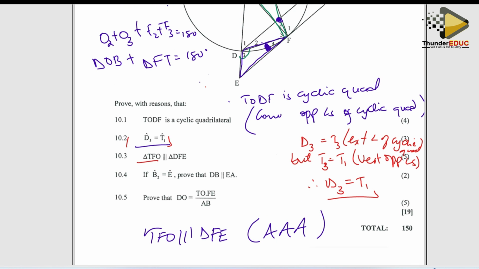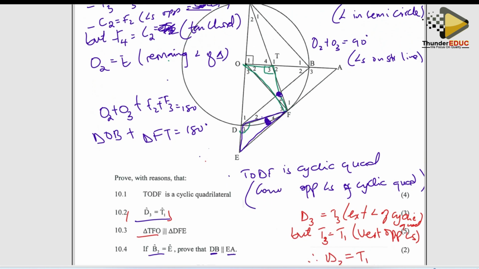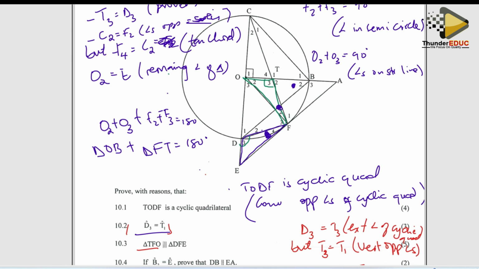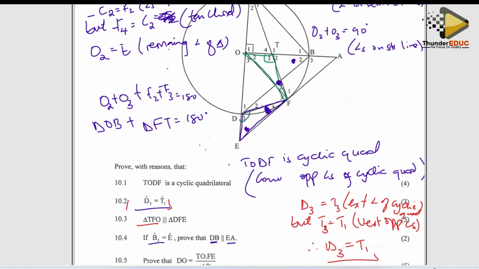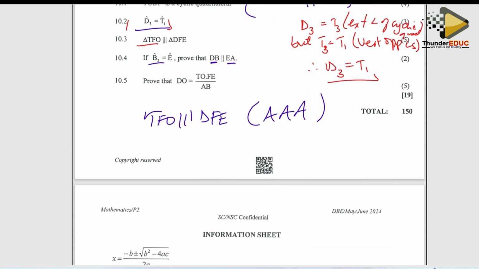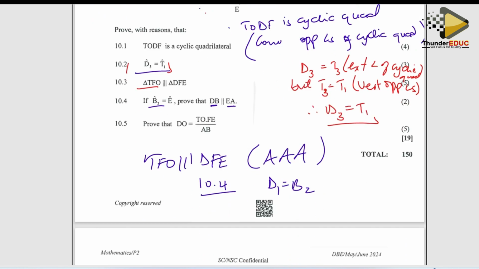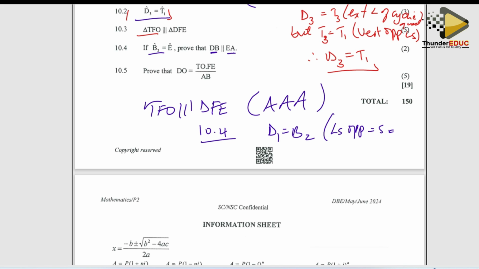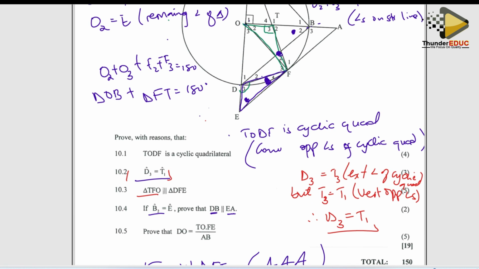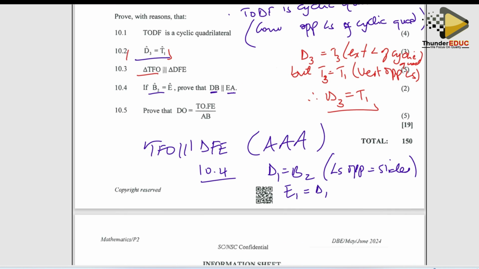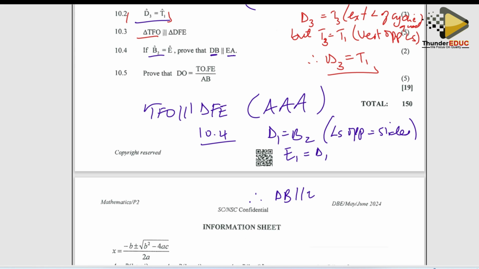And then 10.4, they want us to prove that BB is parallel to EA if B2 is the same as E. B2 is the same as E. So what we can say is that D1 is also the same as B2. D1 is the same as B2, because this is a radius. OB is a radius, so it's going to be angles opposite equal sides. Okay, so if this is also the same, now we can say that E is the same as D1. So E is the same as D1. Therefore, DP is parallel, with the reason being the converse of corresponding angles, because angles are corresponding.